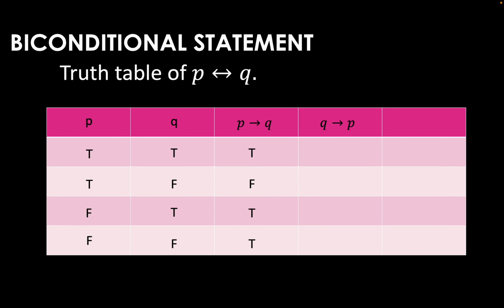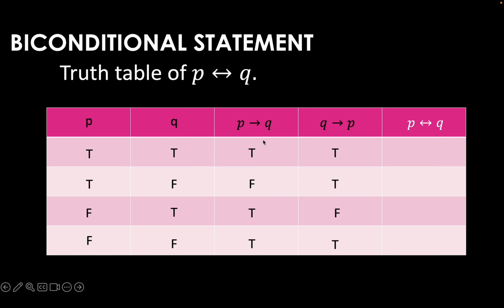Now, your Q statement is your first statement, and your P statement is your second statement. So we have true, true, that is true. False, true, that is true also. True, false, that is false. And false, false, that is true. Now, we can identify the P if and only if Q.